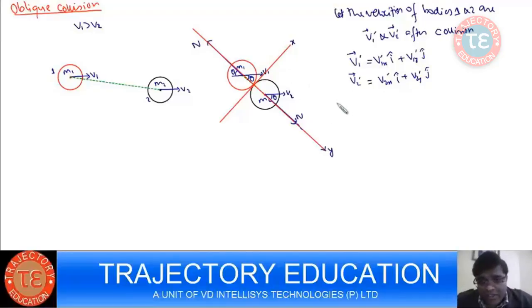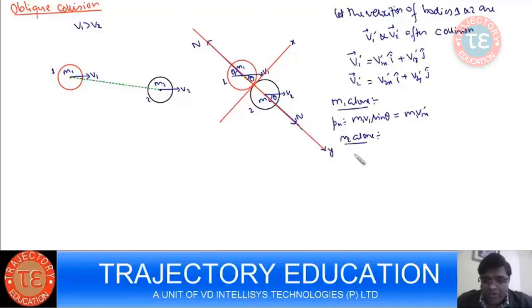Now I can conserve the linear momentum of m1 alone. I can conserve the linear momentum in which direction? X direction. I can conserve px of m1 alone. So what is the linear momentum before collision of body 1 in x direction? That is m1 v1 sine theta, and that should be equal to m1 v1x dash.